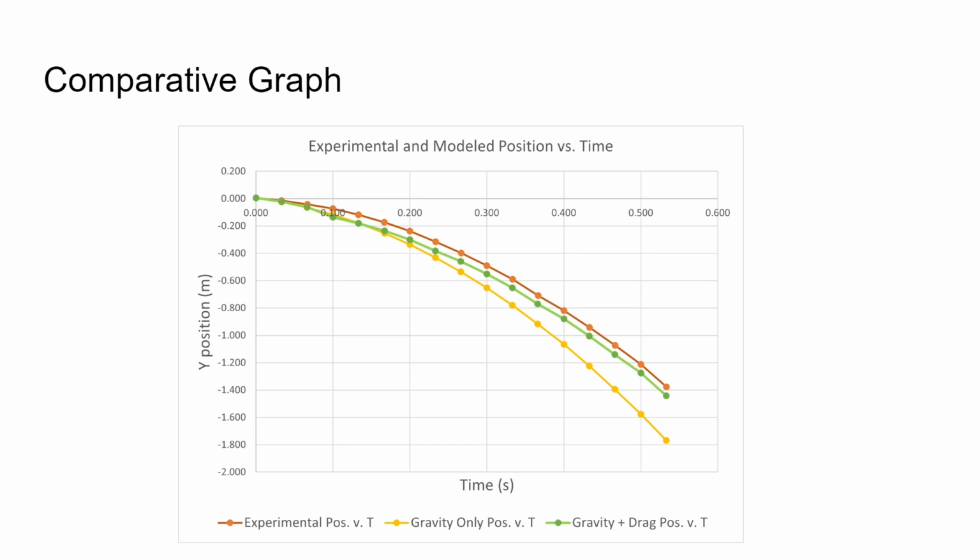Conclusion. Looking at the comparative position versus time graph, it can be seen that there is a significant difference between the experimental data and the gravity-only model data. This, as previously discussed, would be due to air drag decreasing the magnitude of the net force, which in turn would decrease the object's acceleration and velocity as stated in Newton's second law.